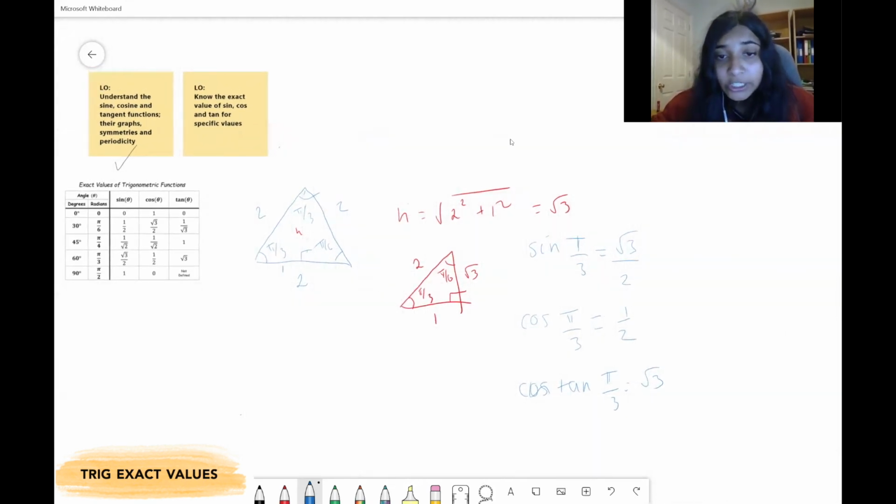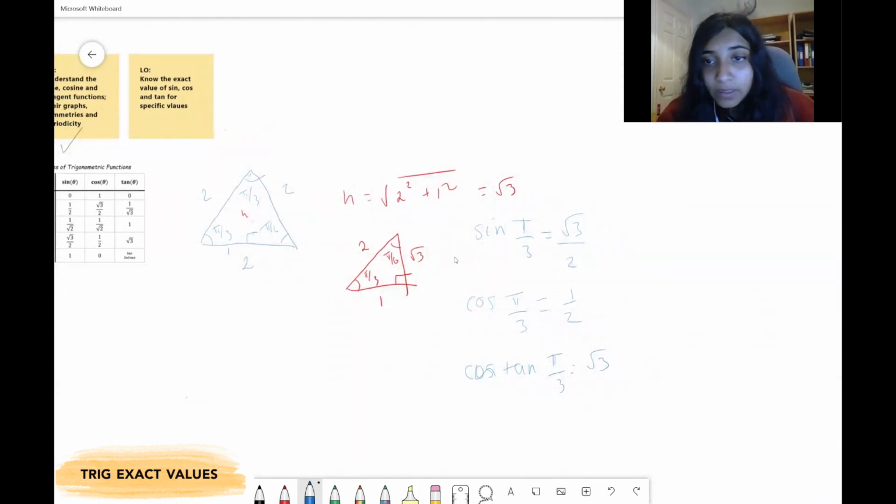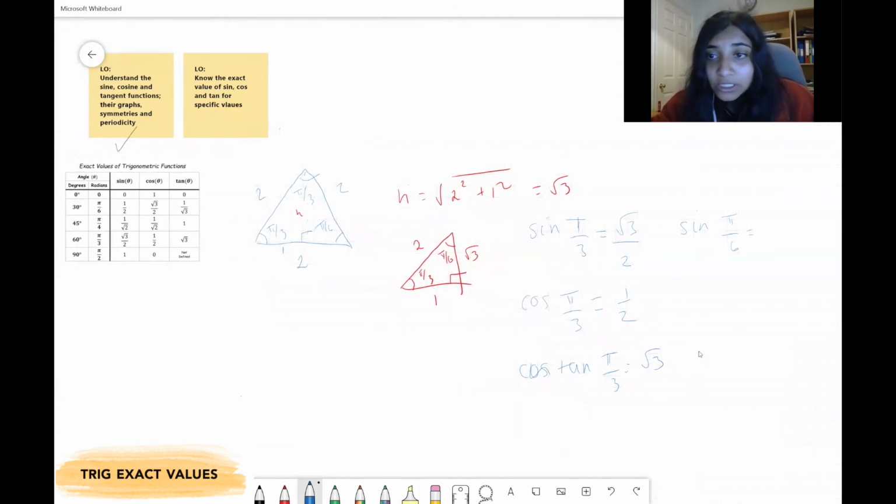And now we can do the same for pi over 6. So sine pi over 6 is equal to opposite over hypotenuse, so that's just 1 over 2. And then we would have cos of pi over 6, which is adjacent over hypotenuse, so that's just root 3 over 2.